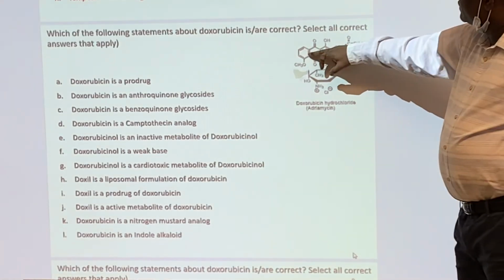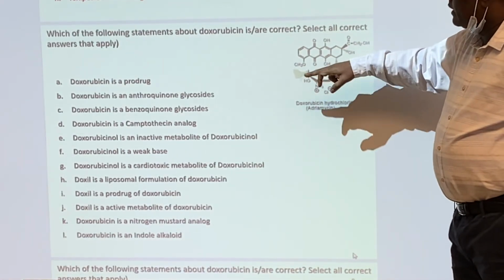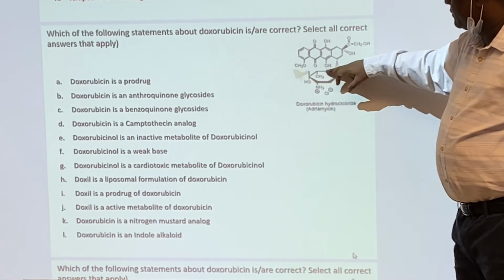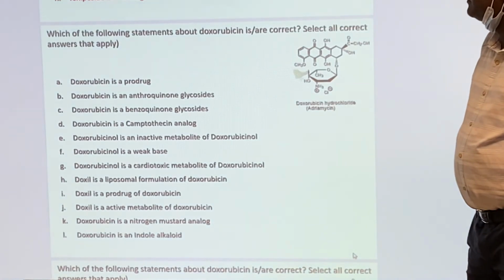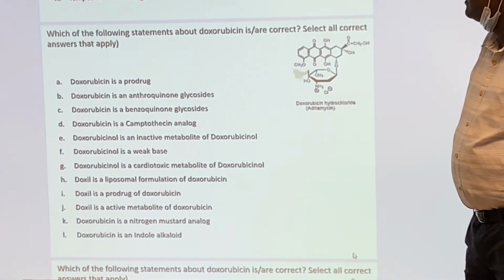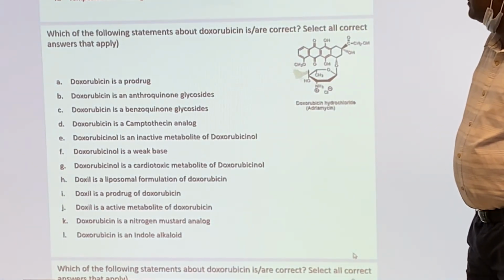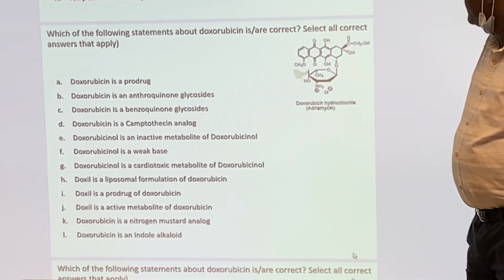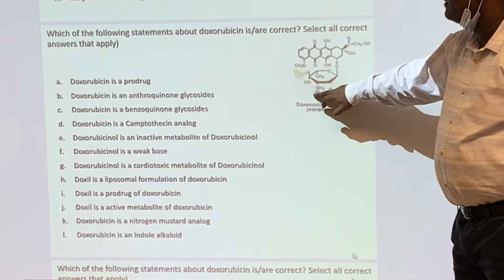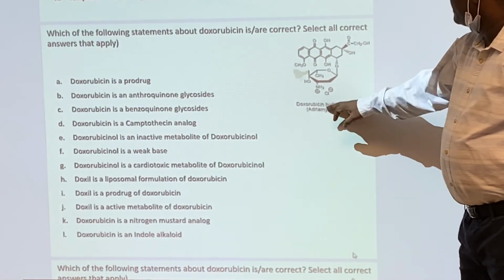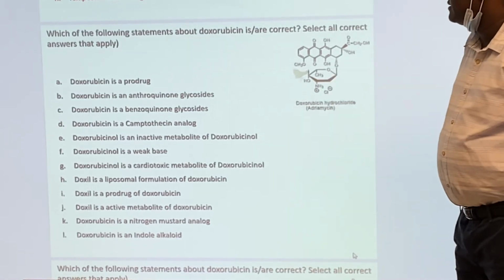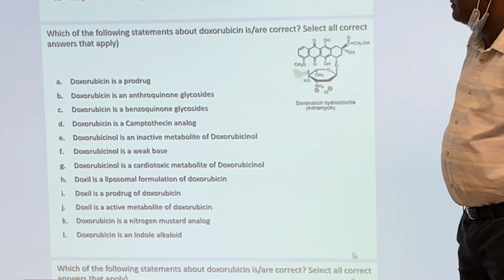We have this. B. Yeah, anthraquinone glycoside. Sugar, and this is anthraquinone. F. It is a weak base, that's right. F is right because that's the primary weak base. It's available as hydrochloride, so the compound should be a base. That's why the hydrochloride salt is available. So weak base is right.